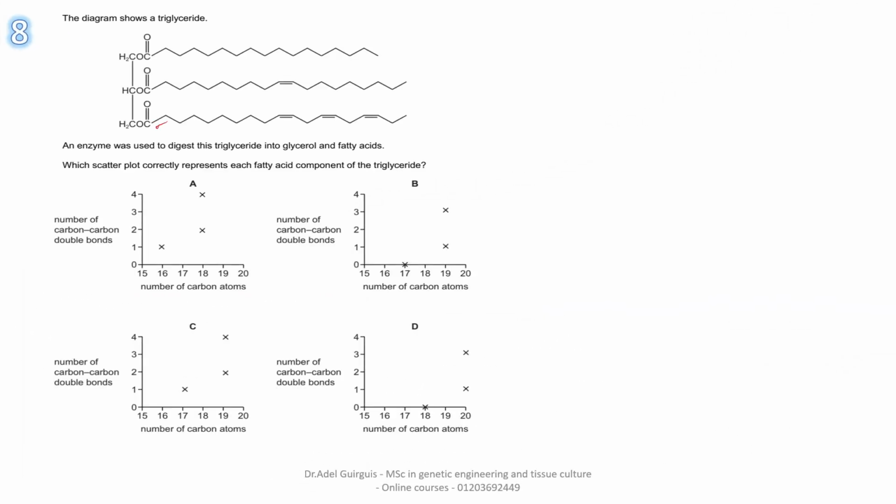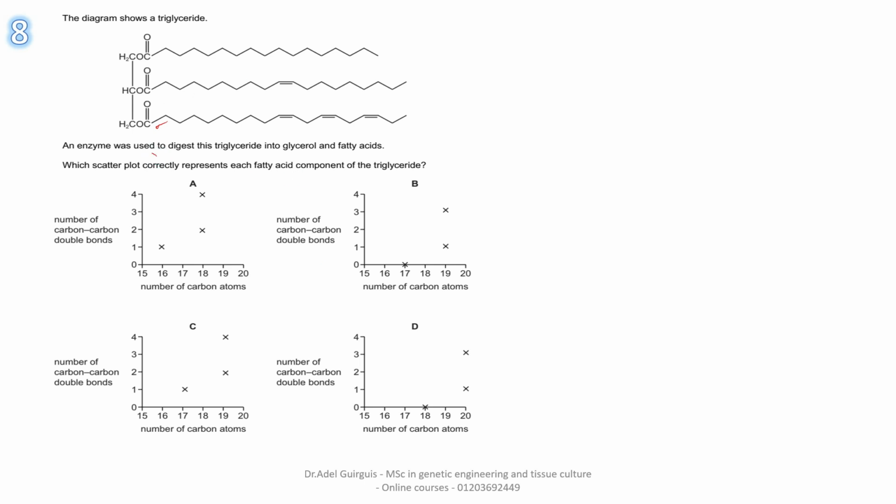Number 8. The diagram shows a triglyceride. An enzyme was used to digest this triglyceride into glycerol and fatty acids. Which scatter plot correctly represents each fatty acid component of the triglyceride, A, B, C, or D? Here's the relationship between the number of carbon atoms and the number of carbon-carbon double bonds.